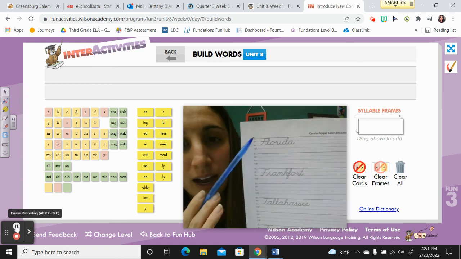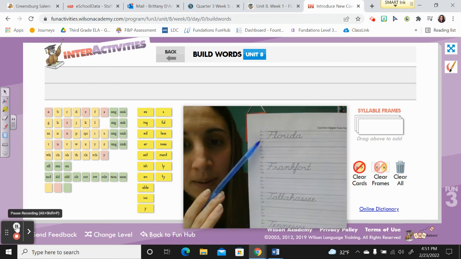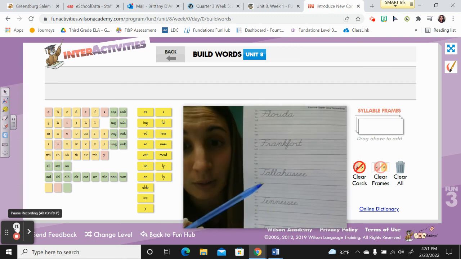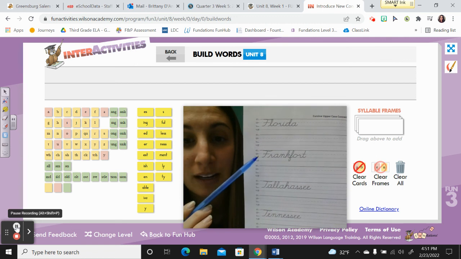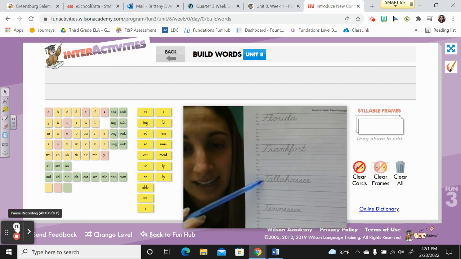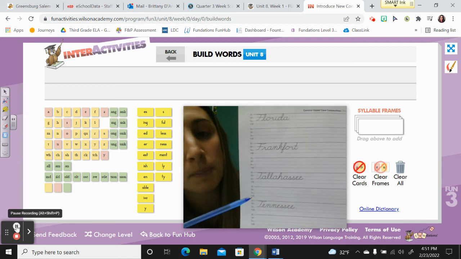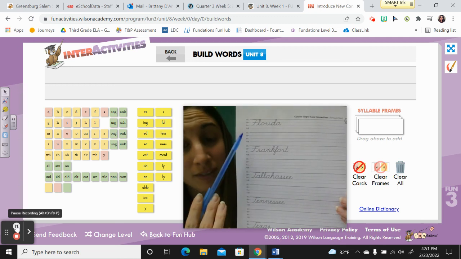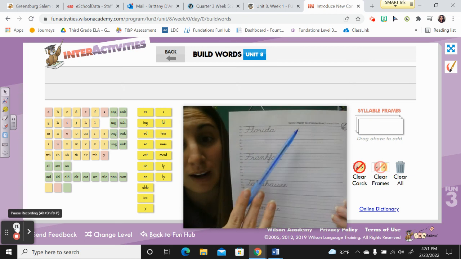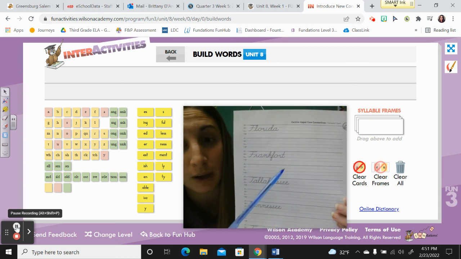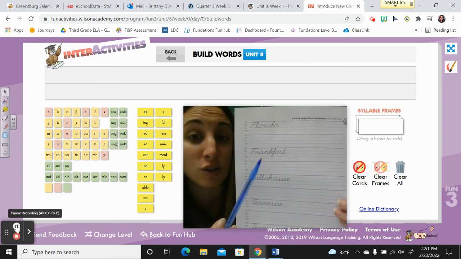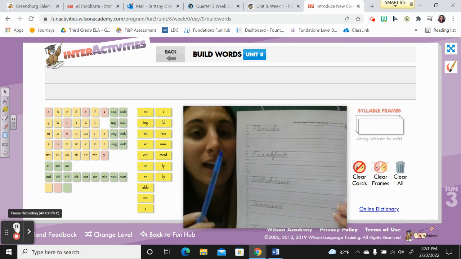Okay, so we have how many states here? Florida, Tennessee, Texas, and these other ones are capitals, Frankfurt and Tallahassee. All right, so if you need to pause the video to see the words, if you have the paper, trace it first and then write it once or twice below. Okay, to practice writing some of these good words that use our uppercase letters that we've learned, as well as our lowercase.